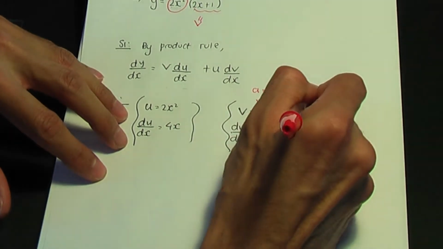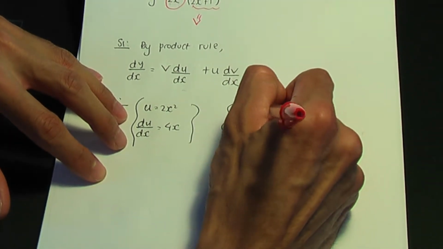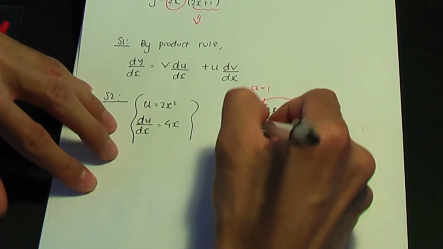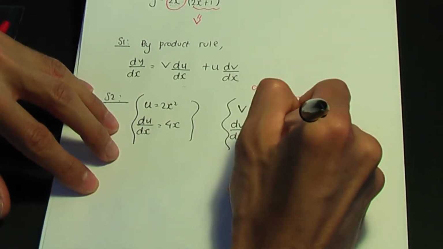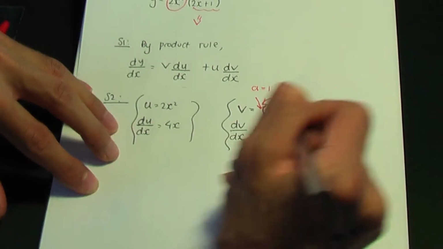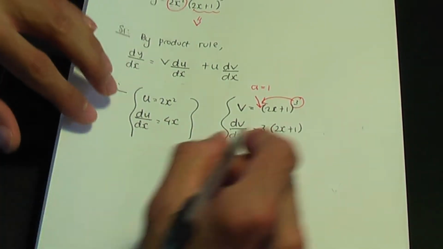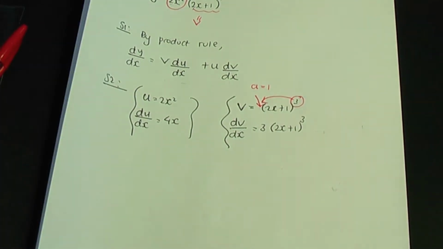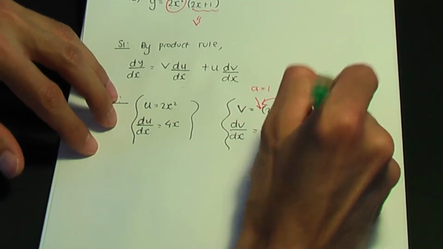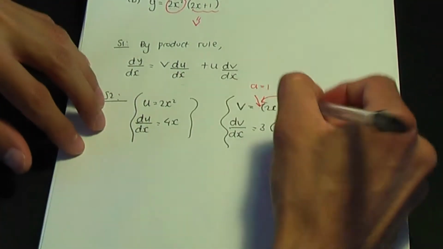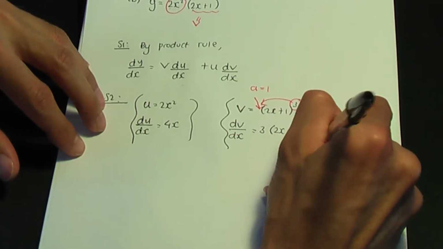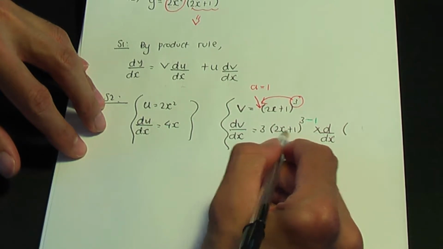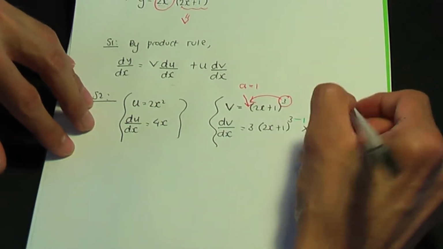So remember the idea. First we multiply by the power. So 3 times 1 in front is 3 into the 2x plus 1. Then we take away 1 from the power. So 3 minus 1. And then we multiply by d by dx of the term u, so our u is 2x plus 1.